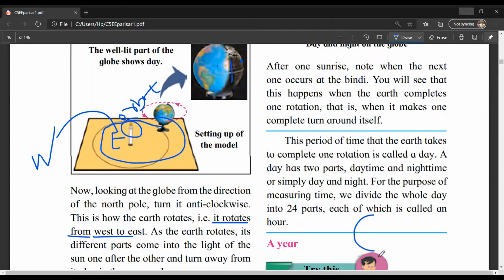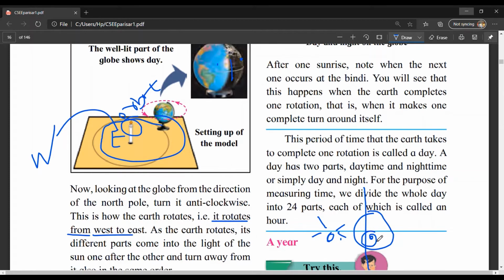See, if this is the earth and here is the sun and here is your country or wherever you are, then on the back side of the earth there will be night, because the sun will be over here and the light of the sun will reach only this part of the earth, and the remaining part will be in darkness, so you will experience night at that time.